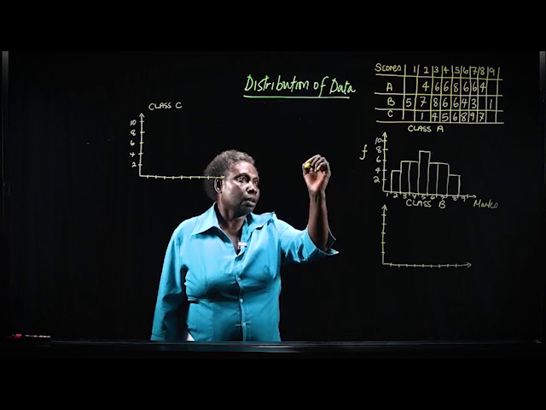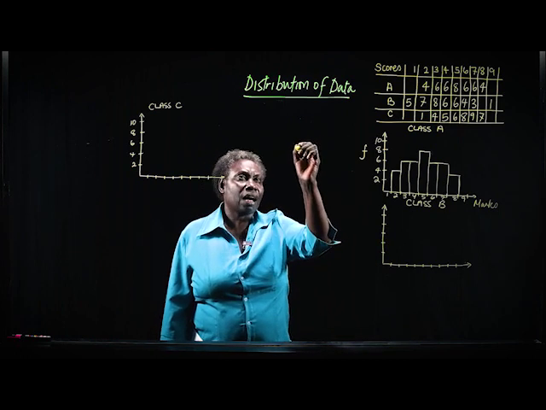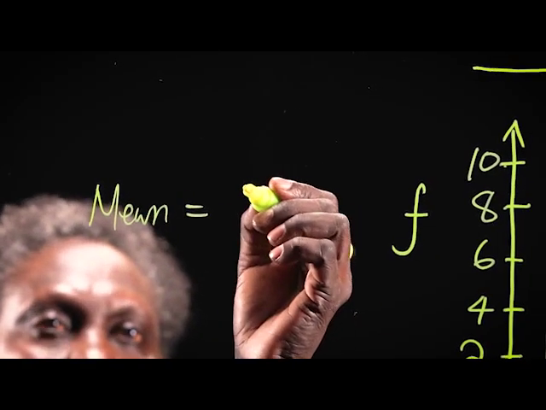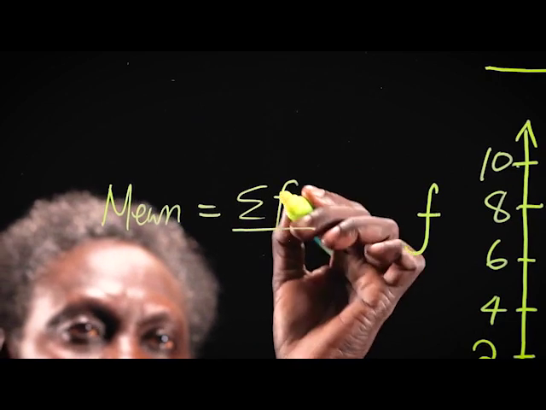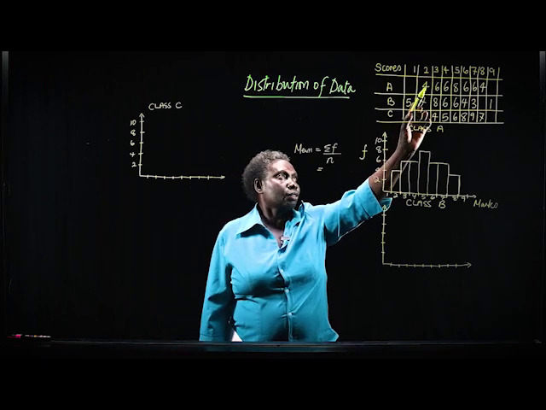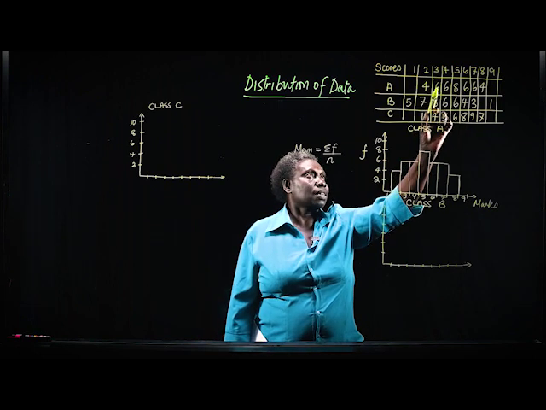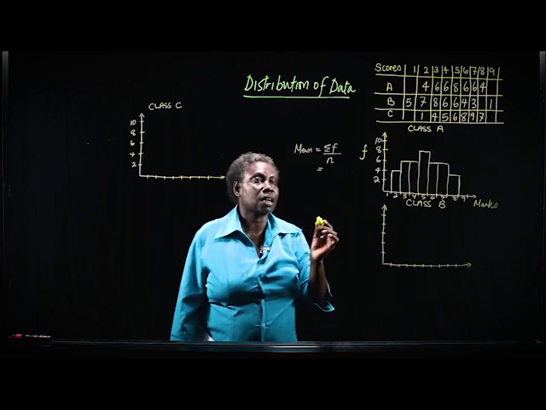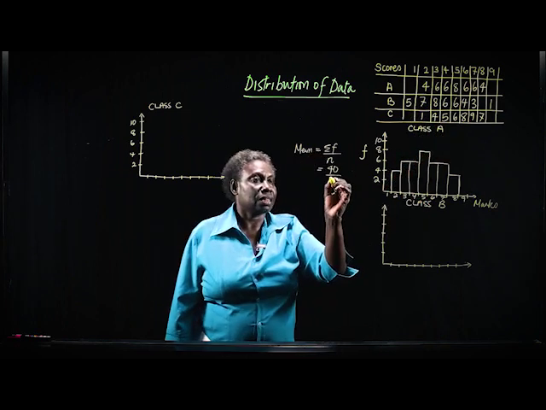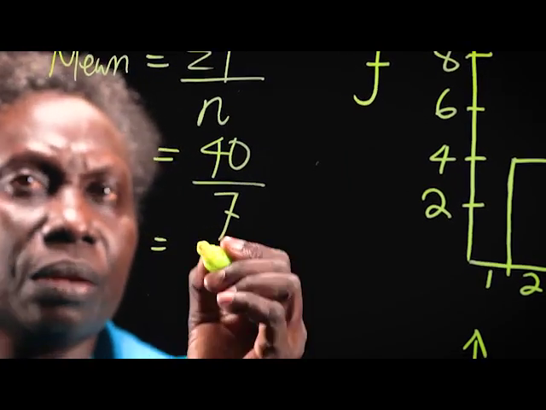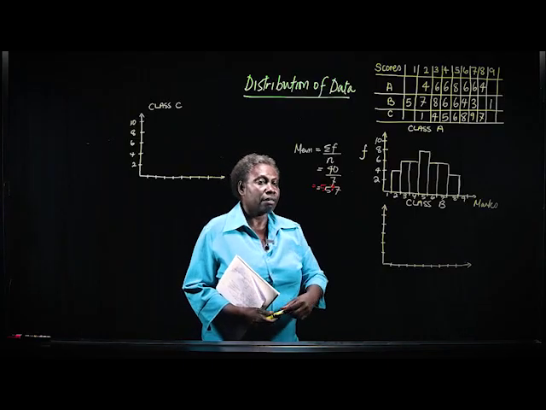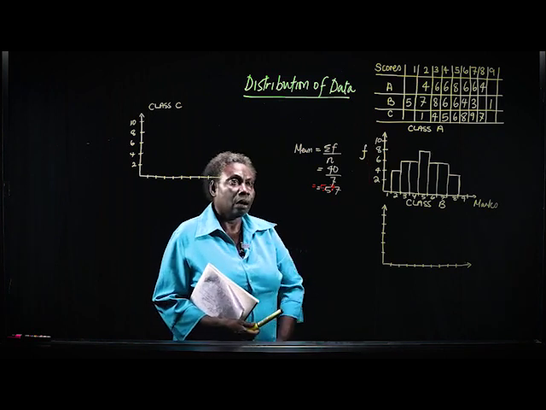Okay, to calculate the mean, we know that the mean or the average is equal to the sum of frequency divided by the number of scores. If we look at the total number of students, we can get it by adding this: 4 plus 6 plus 6 plus 8 plus 6 plus 6 plus 4 gives us 40. How many scores are there? We have 1, 2, 3, 4, 5, 6, 7. There are 7 scores. So, our mean is 5.7.